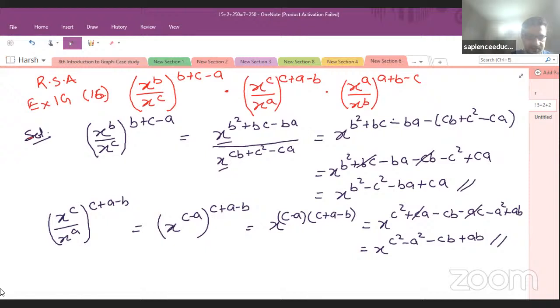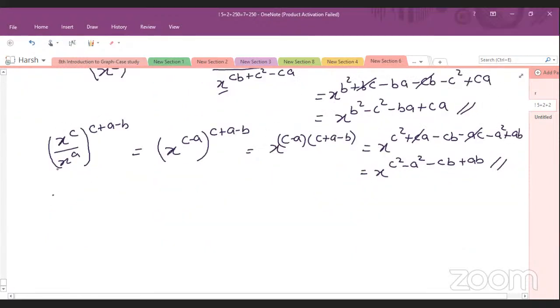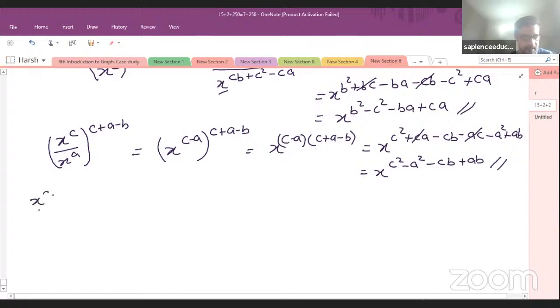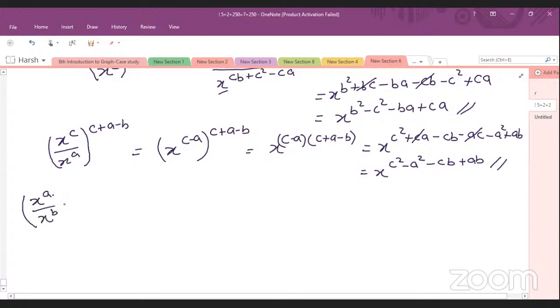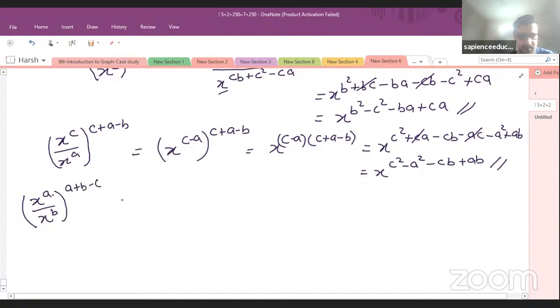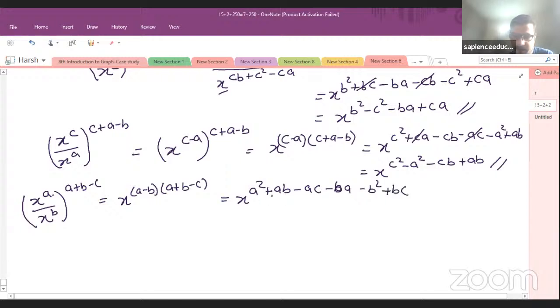Now the third term. Third term is x^a by x^b to the power a plus b minus c, which equals x to the power (a minus b) into (a plus b minus c), which equals a square plus ab minus ac minus ba minus b square plus bc. This and this are gone. So what is left out is x^(a square minus b square minus ac plus bc). So this is the third one.